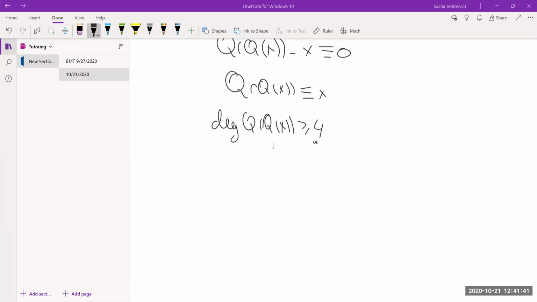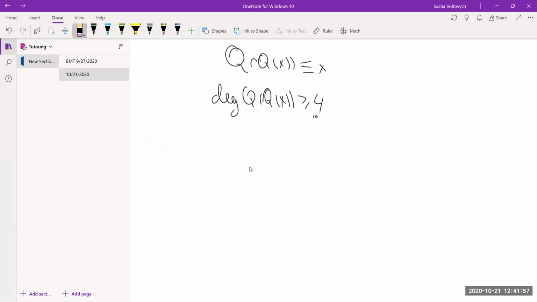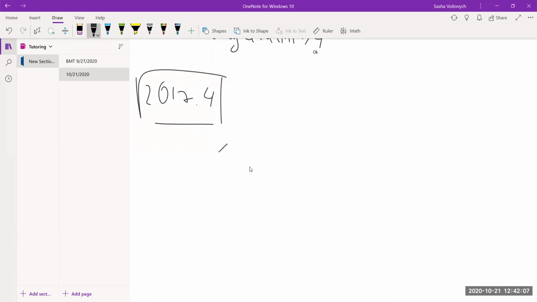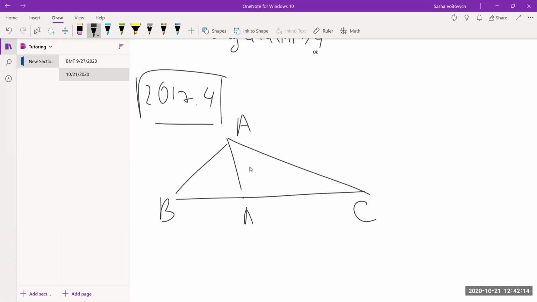Okay, let's move on to number 4. Number 4 is a geometry problem, and we have to prove an if and only if condition. This is problem 4 from 2017. So we have some kind of a triangle, and we draw its bisectors.